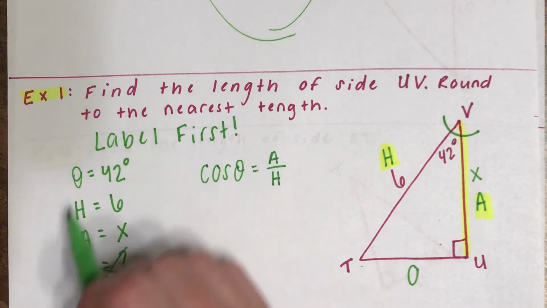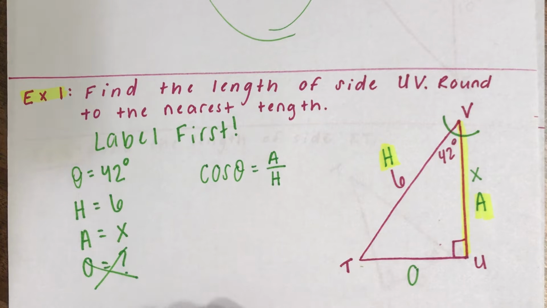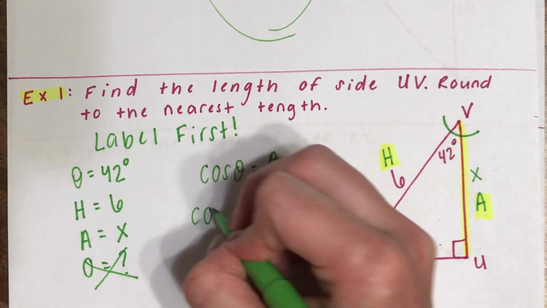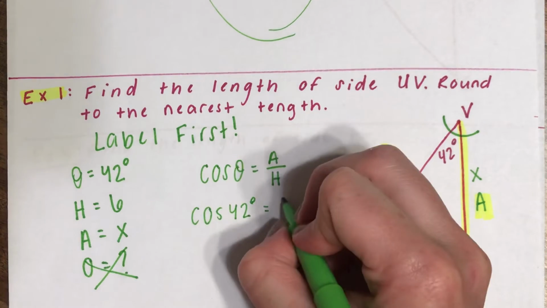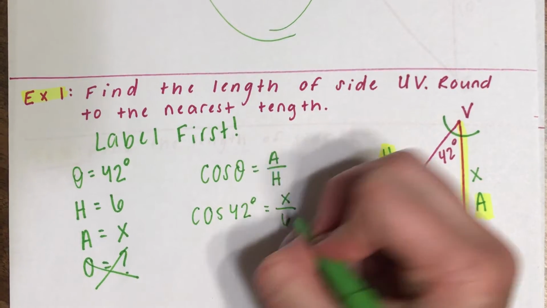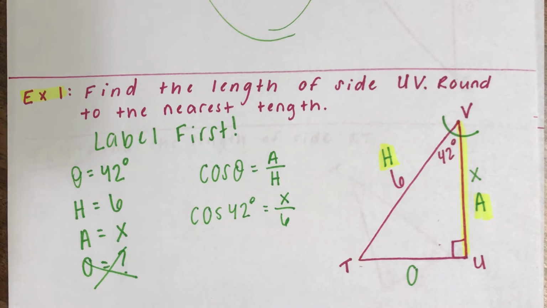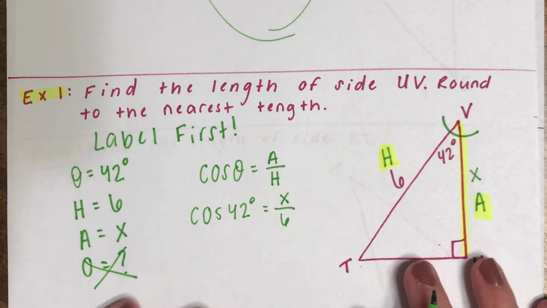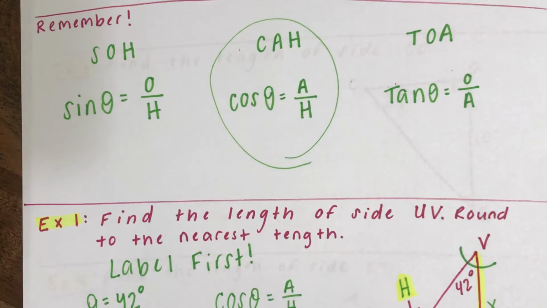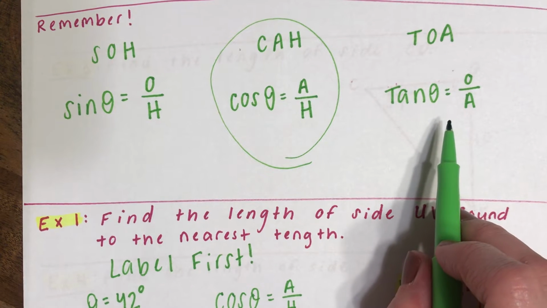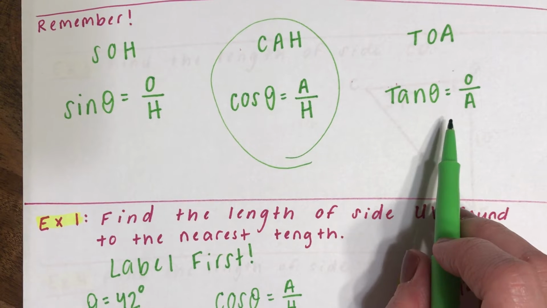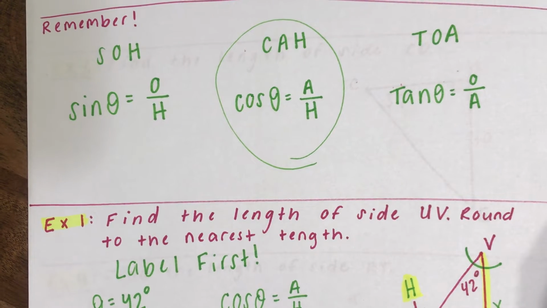All right, and then I'm going to plug in what I just wrote down over here for my opposite, adjacent, hypotenuse, and theta, not using O. All right, so cosine of 42 degrees is equal to x over the hypotenuse, which is 6. Okay, so for each of these questions where you're solving, you're going to set up one of the three trig ratio equations, sine, cosine, or tangent, just depending on what you've been given in your triangle.